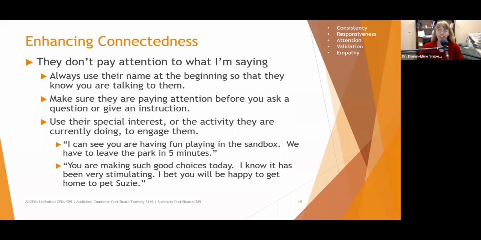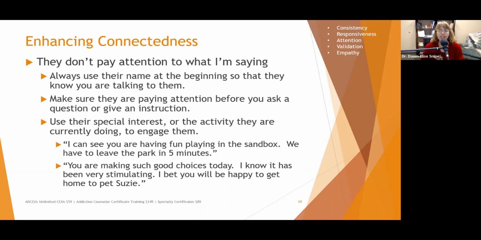Use their special interests, and with people who are on the spectrum, they may not turn to look at you. You may have to go stand in front of them, call their name, say, Johnny, I need you to look at me. And if Johnny continues to do whatever Johnny's doing, go and stand in front of Johnny and get down to his same level. If he's sitting, you want to get down to a sitting position so you can make eye contact with him, maybe where you have to start.